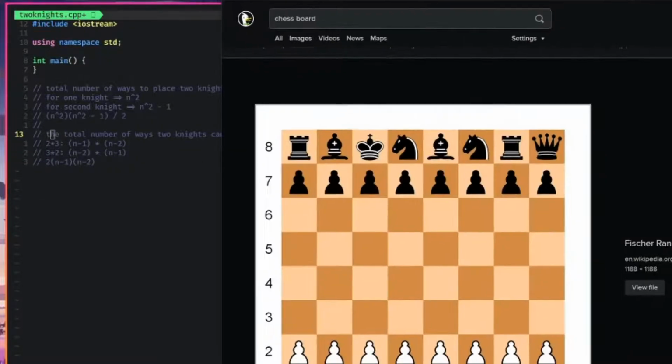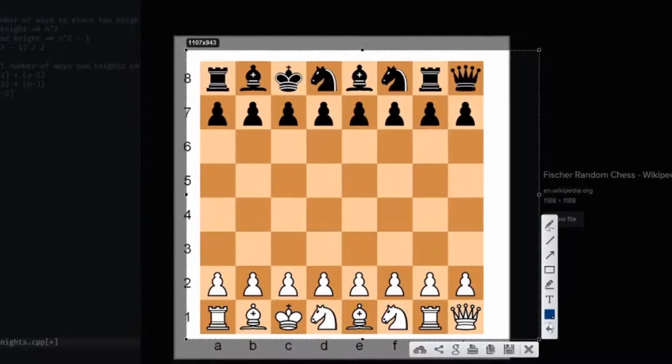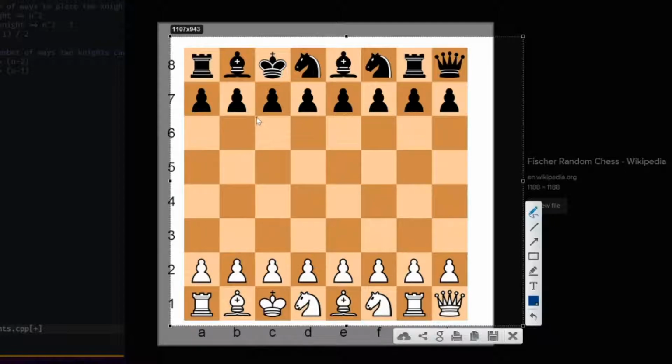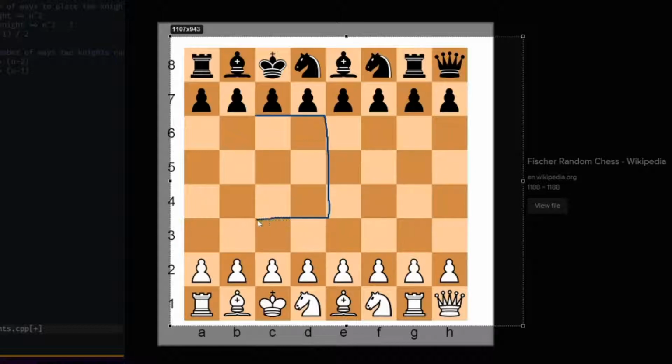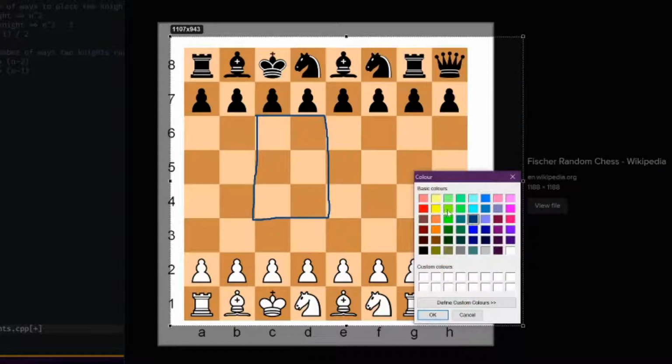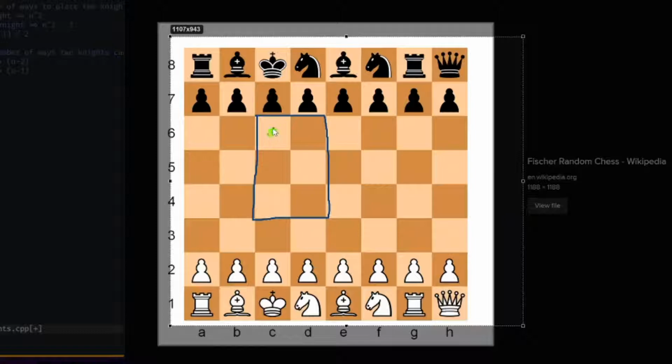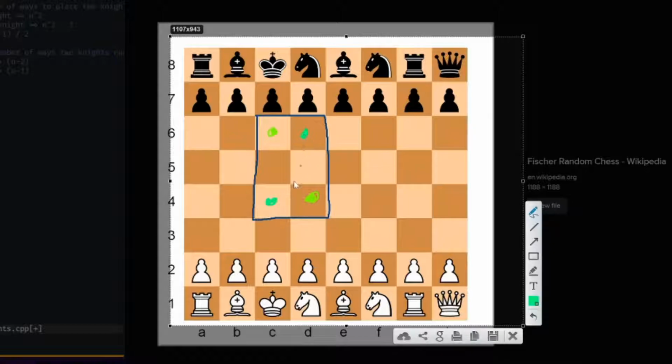Oh yeah, there's another thing I forgot to mention. Let's say you have a region here, like this. A knight here can attack a knight here. But that doesn't mean the total number for each region is 1. There's actually another way of attacking a knight, and it's from here to here. So for each 2x3 region or 3x2 region, there are 2 ways of attacking a knight.